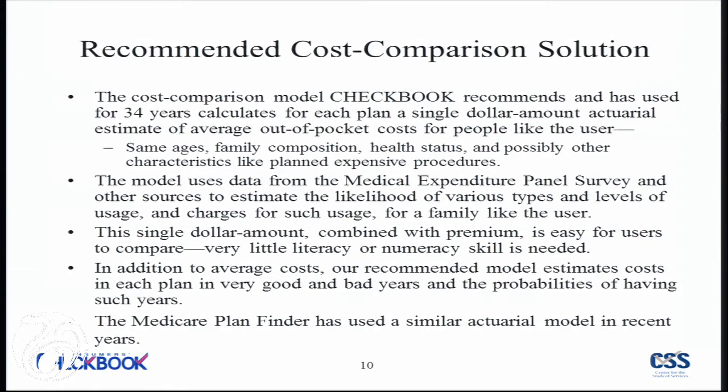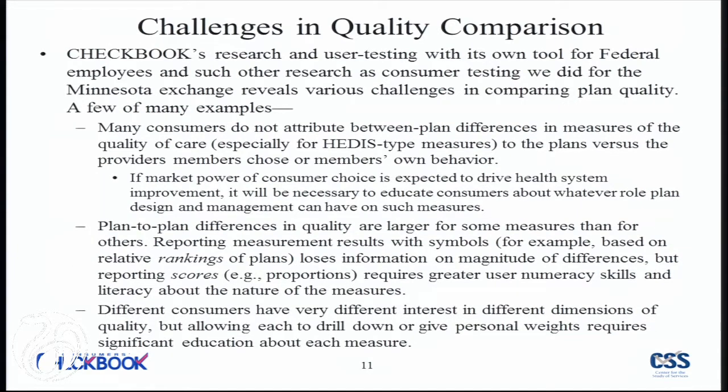In addition to average costs, in our tool, we at least like to offer people the option of seeing what the cost would be in a very good or a very bad year, and the probabilities of having such years. This actuarial approach, in recent years, the Medicare Plan Finder has picked up on that same approach. I'm going to just talk for a second about quality comparison. Then I want to actually give you a little tour through this model that we think is at least an illustration of how it should be done.